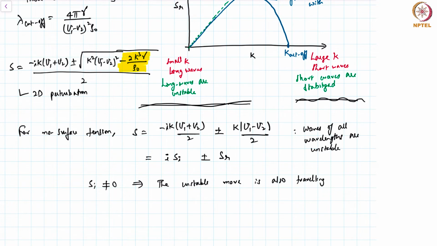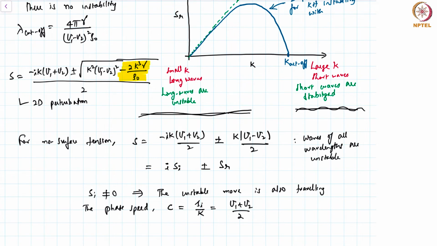Now you can also write down the phase velocity of this motion. The phase speed, let's call the phase speed c, will simply be Si by k, and the sign is not very important. The phase speed is (u1 plus u2)/2, which means that if I just ignore the sign, the sign will tell us the direction. It tells me that the magnitude of the phase speed is just the average of the two fluids, which means that if you have two fluids with different velocities u1 and u2, there is an undulation on the surface, and this undulation would travel and amplify as it's moving in the flow, provided the wavelength is such that it is below the cutoff wavelength.